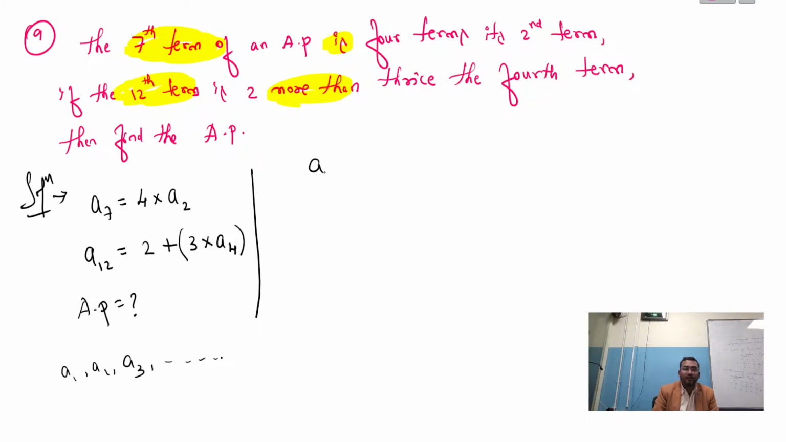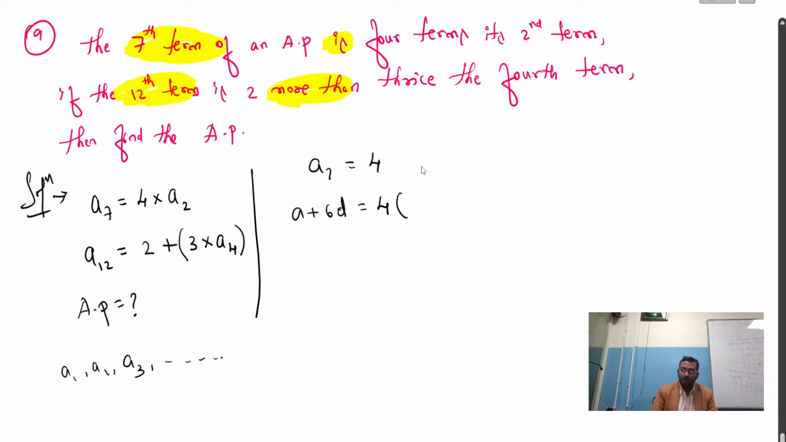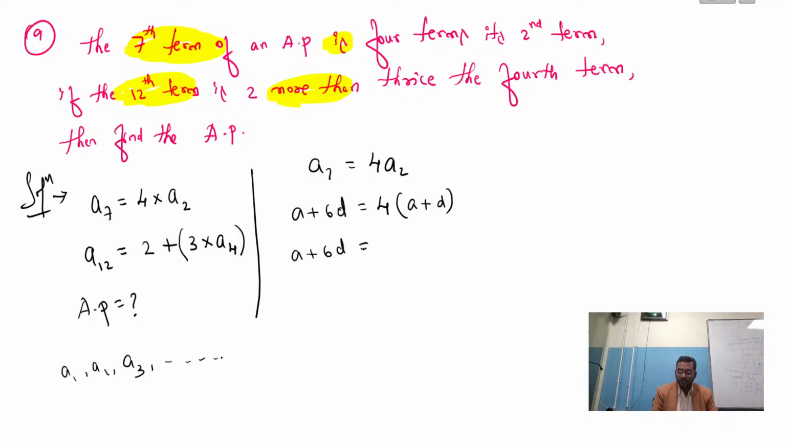Seventh term, A7 is equal to 4 into A2. Now A7 can be written as A plus 6D, equal to 4 into A2. What is A2? The second term can be written as A plus D. Now we can write A plus 6D is equal to 4 into A, which is 4A, plus 4 into D, which is 4D. Clear? Now we write A as it is, and 4A comes to the other side as minus 4A.